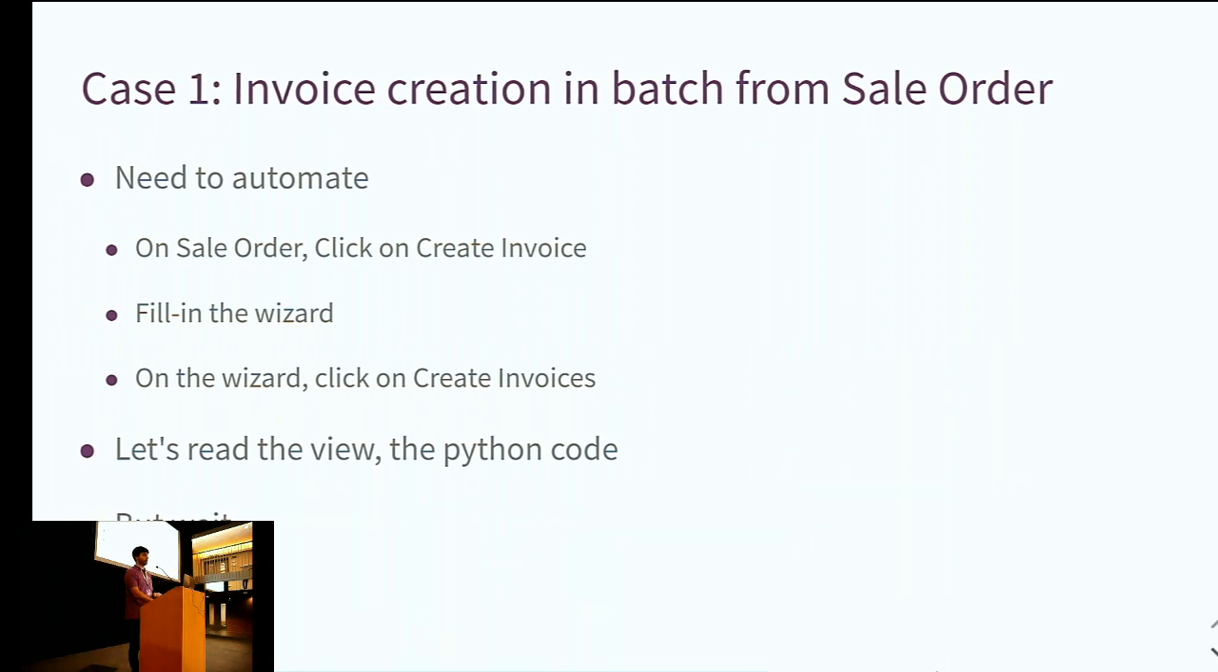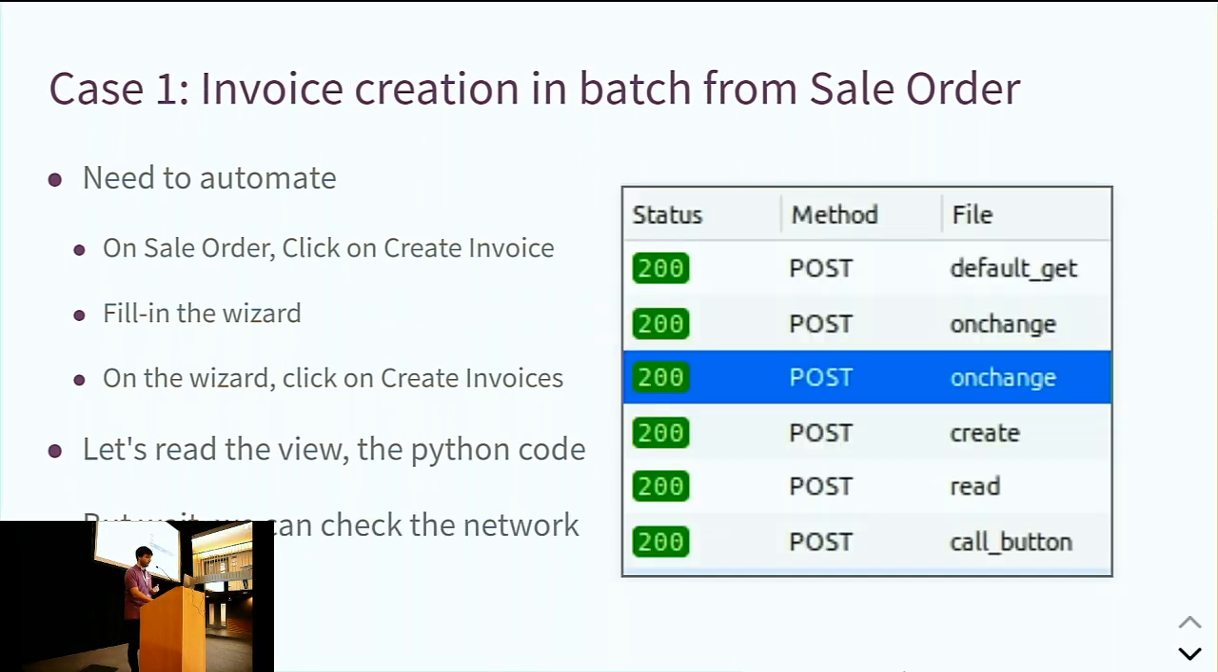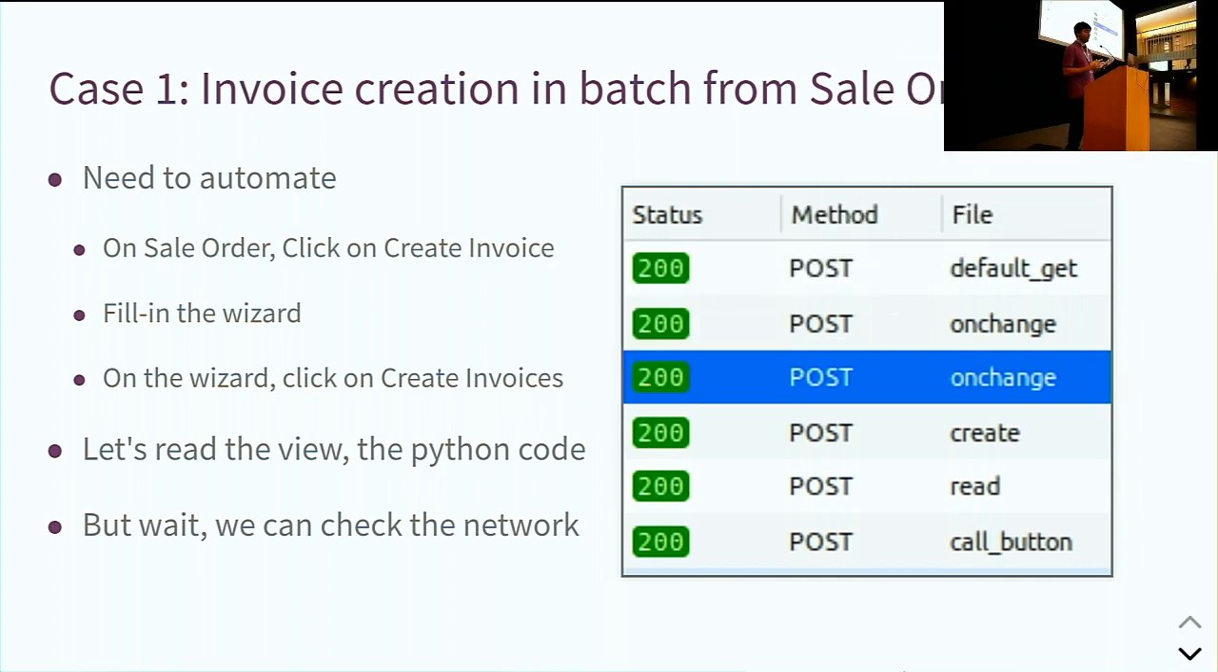You can actually look at what the network is telling us. And this is what the network is telling us. Well, there is one missing, the load of the action, but then when the wizard pops up, you have first a default_get. Then you have an onchange triggered by the default_get. Then I fill the form, I have another onchange. Finally, when I click on the button, 3 operations happen: the creation of the wizard, the web client reads again the information, and then it's finally calling the button. So you see there are a lot of requests happening, but we know in which order we have to call them. Let's see each of them in detail.